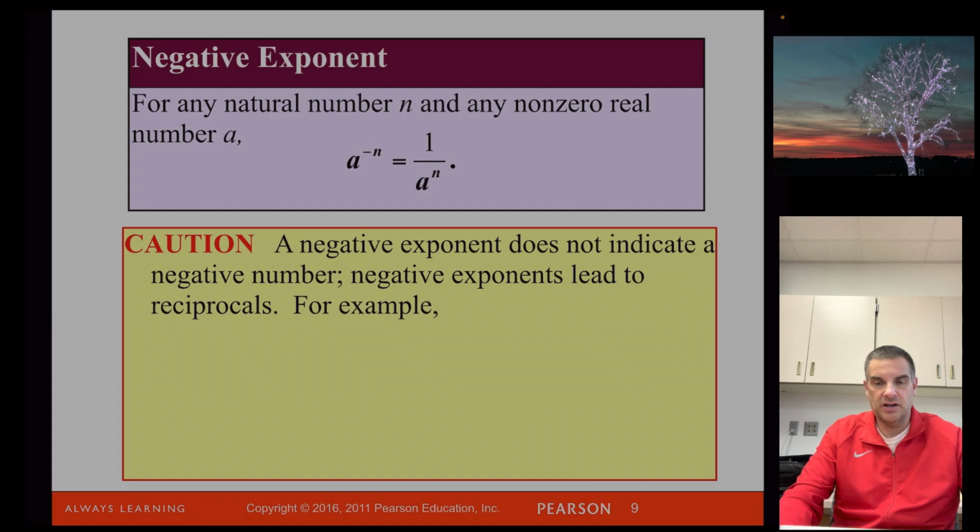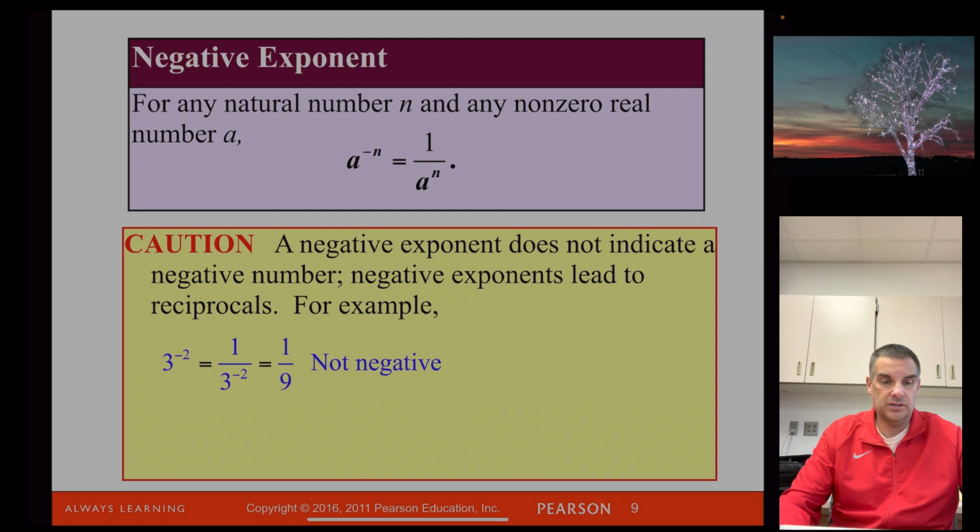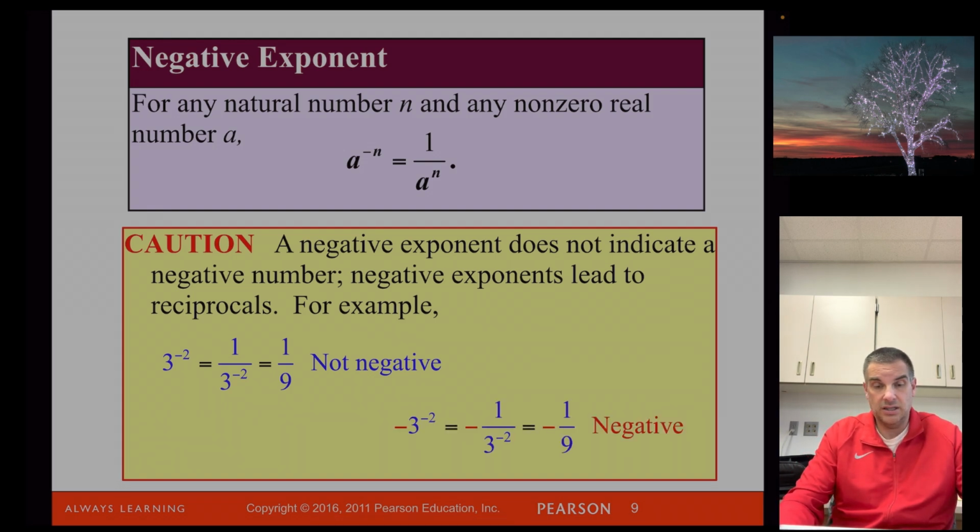Now, there's a little bit of a caution. A negative exponent does not indicate negative numbers. Negative exponents lead to reciprocals. So negative 3 to the negative second is 1/9. It's not negative, it's just 1/9. Okay?